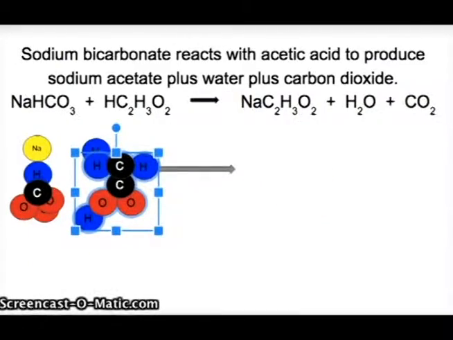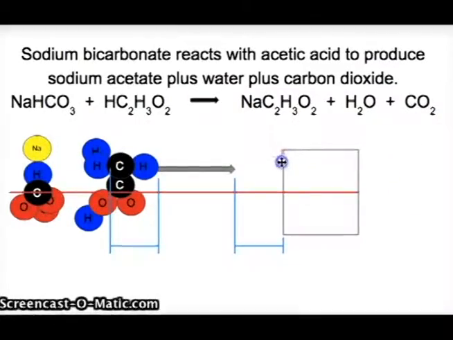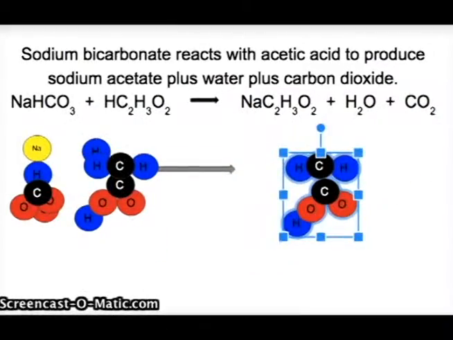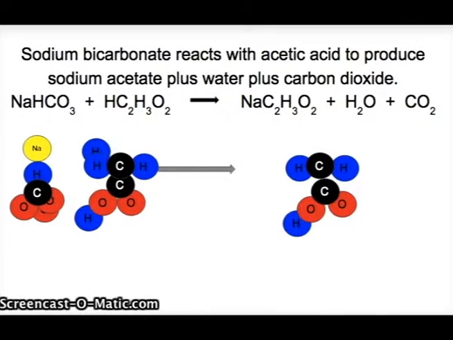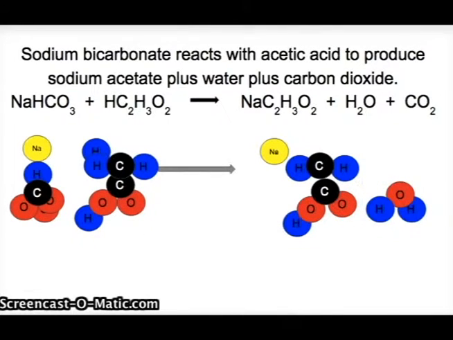And those are going to produce our sodium acetate, which means we need to have a sodium atom. Oops, I think we'll bring the acetate ion first. And then here comes the sodium atom. So we have sodium acetate. And then we'll have water, will be another product. And the third product would be carbon dioxide gas. So here it is right there.